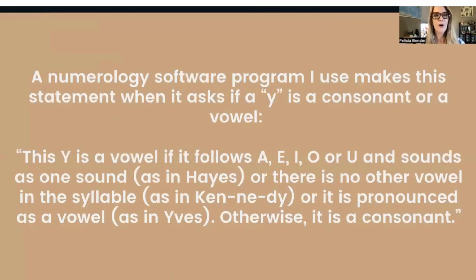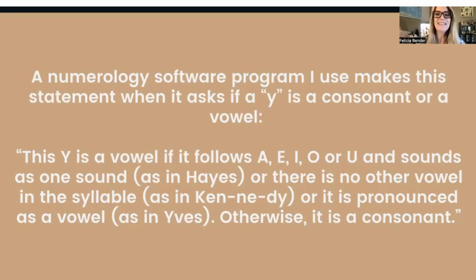Okay. All right. We're not done yet. Hang with me here, because a numerology software program that I use quite frequently makes this statement when it asks me to manually determine if the Y is a consonant or a vowel. And so here's what it says. It says this Y is a vowel if it follows A, E, I, O, or U. Now let's just think about what I just read to you from Hans Dekos, who says when it's next to an A, E, I, O, or U, it's not considered a vowel, right? So it's like, oh my God, my head is exploding.